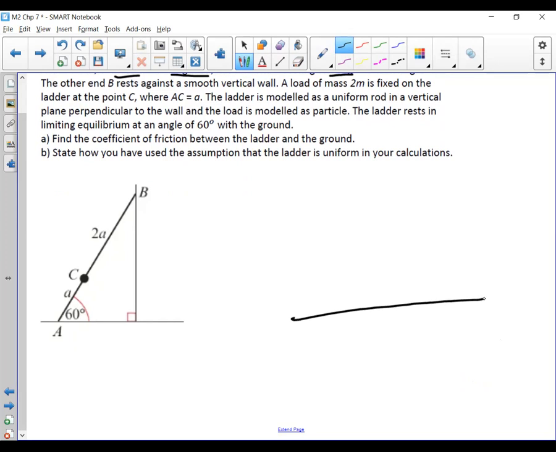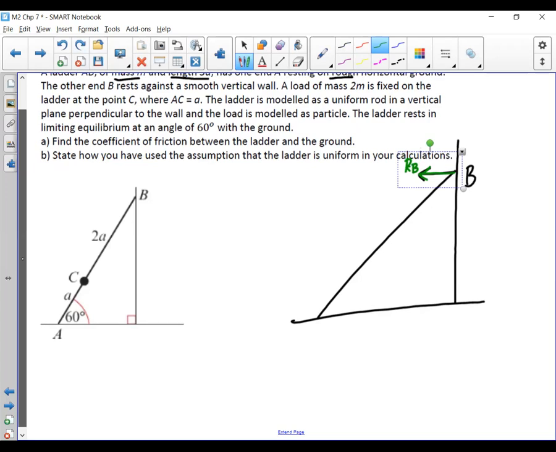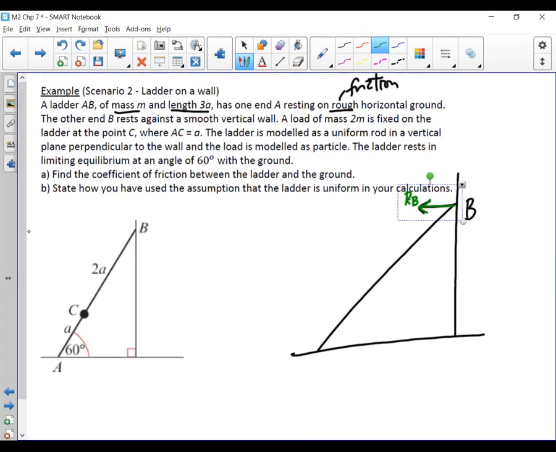Right, so anyway, here's a wall, so that's point B. At point B there'll be a reaction coming there. Let me use a different color for the forces. This force is called RB. And then what else have we got? A ladder of mass M, length 3A. So the whole distance is 3A. Now you see I use a different color for distance, so I don't get confused between the force and the distance.